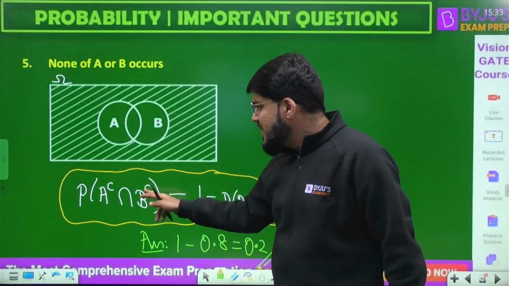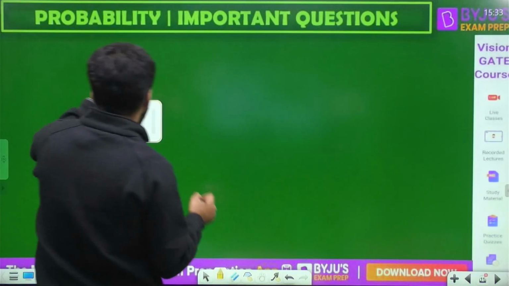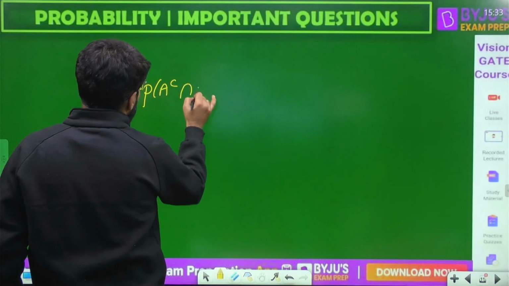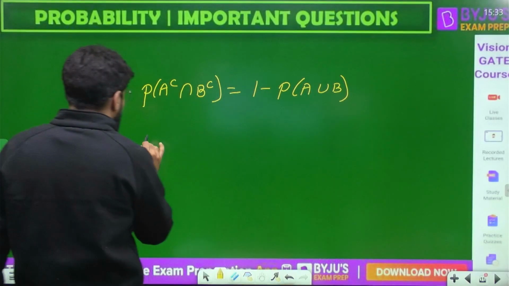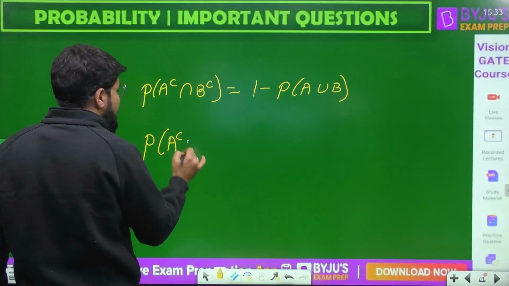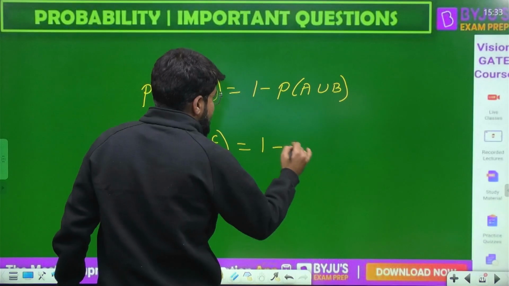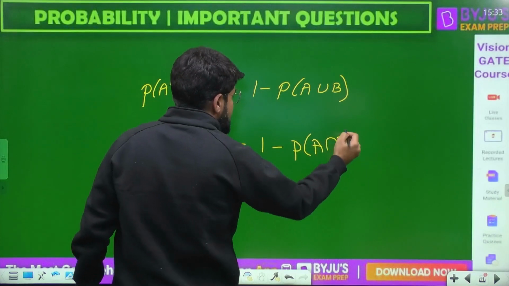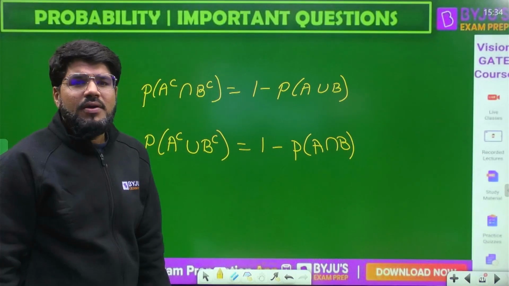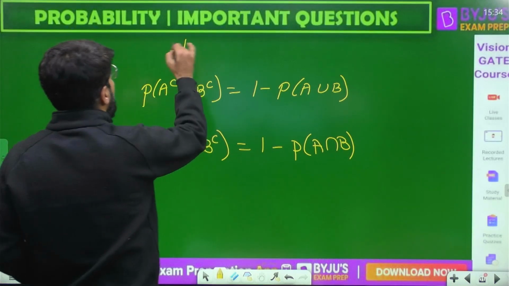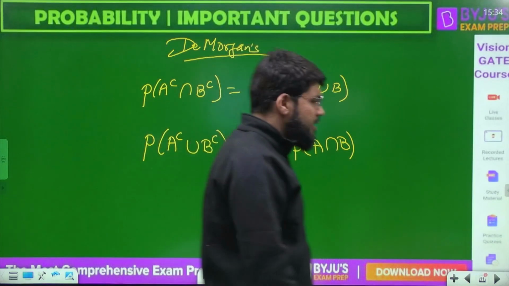A complement intersection B complement. Let me write it here. Probability of A complement intersection B complement is 1 minus P of A union B. On the other hand, if you take A complement union B complement, that will be equal to 1 minus P of A intersection B. So the complement of a union gives 1 minus P of A intersection B. These are all the laws that come from De Morgan's law in set theory. So these are the results deduced in De Morgan's law form.